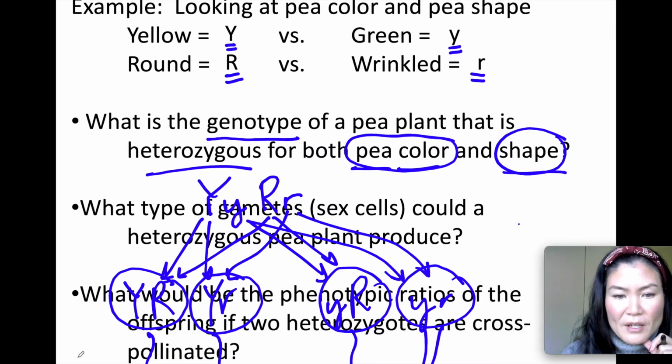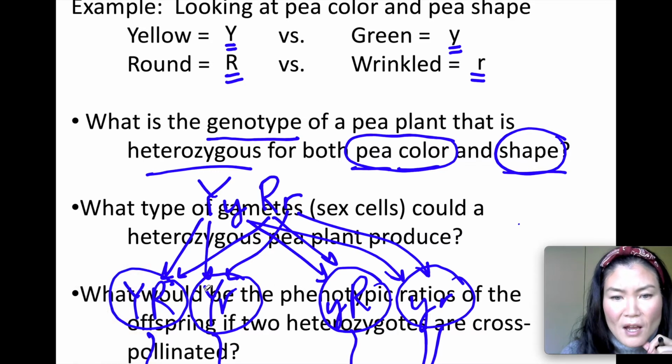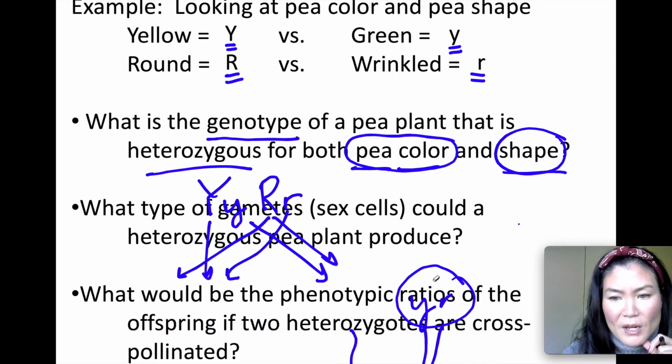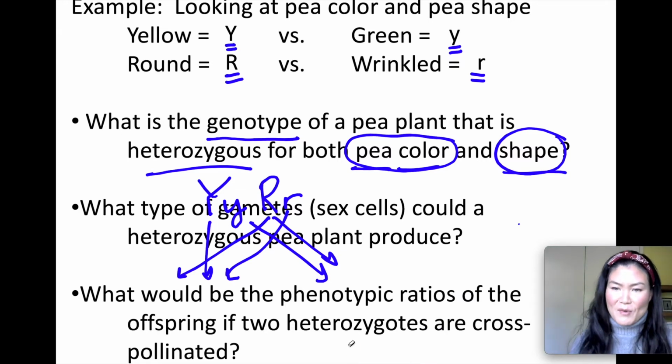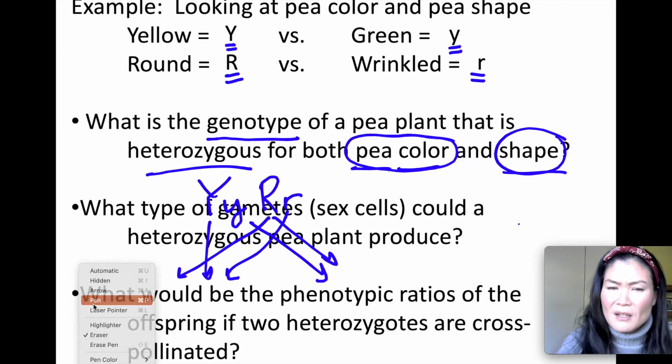Oh, okay, and there's another question here. Let me get my eraser. What would be the phenotypic ratios of the offspring? It's actually the answers on the next slide. But what would be the phenotypic ratios of the offspring if 2 heterozygotes are cross-pollinated? So we're asking, if the parents were big Y, big R, little r, what would be their offspring?